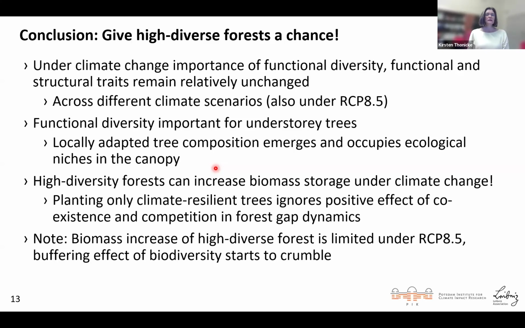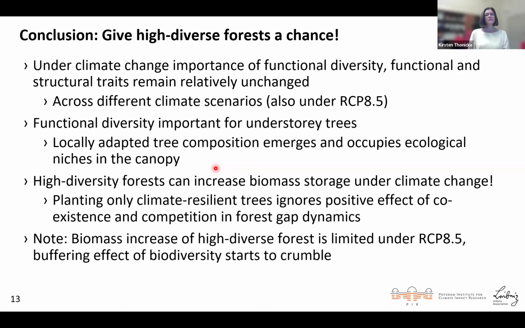But what we found is that under climate change, the importance of functional and structural traits remains relatively unchanged. There are differences between the understory and the canopy trees, and it is the same pattern across different climate scenarios. Locally adapted tree composition emerges and occupies ecological niches in the canopy, so this is very important. High diversity forests can increase biomass storage under climate change, which is a good message for our protected areas.